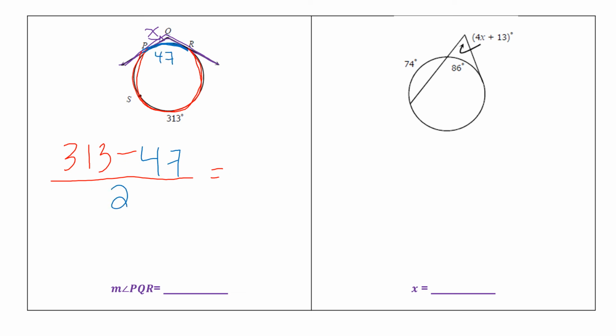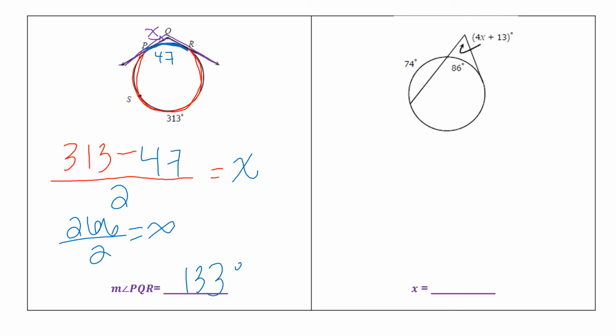Divide by 2, and that should give us the angle, which we don't know, so I'm calling that X. So I'm going to do 313 minus 47, which is 266, and then I'm going to take 266 and divide by 2, which is going to give me 133 degrees for angle PQR. Again, anytime that angle falls outside the circle, it's going to intercept two arcs. Look at the arcs between the sides, subtract, and divide by 2.